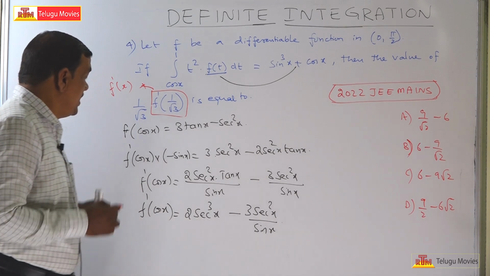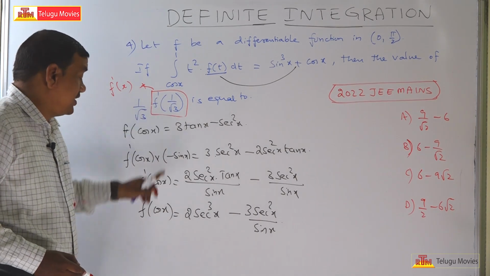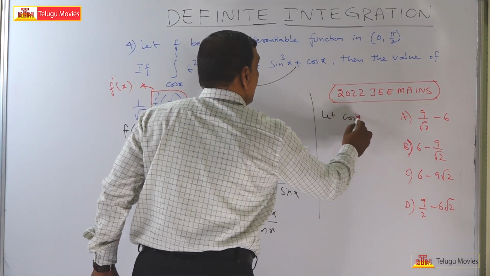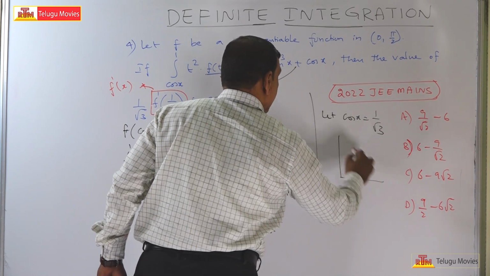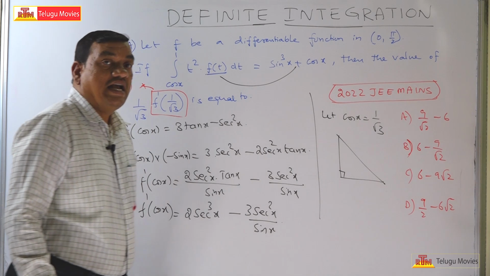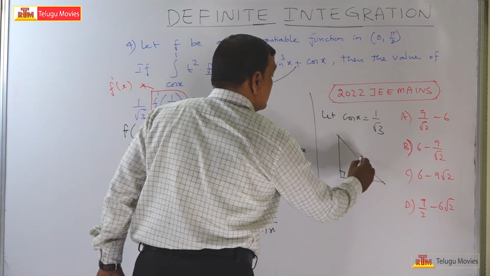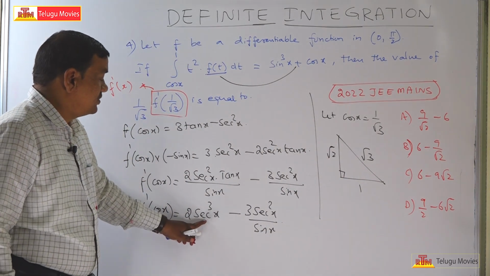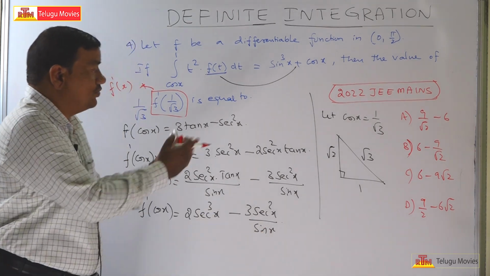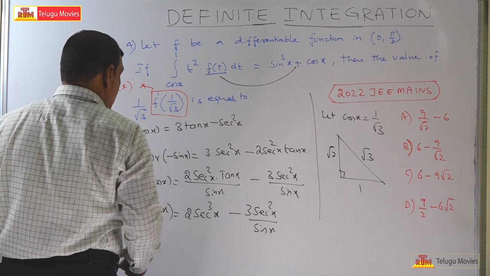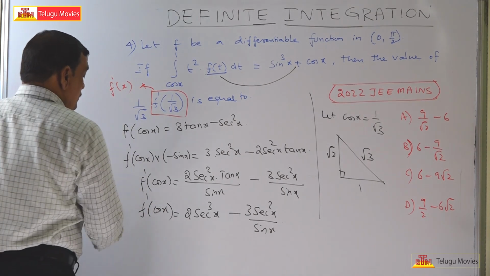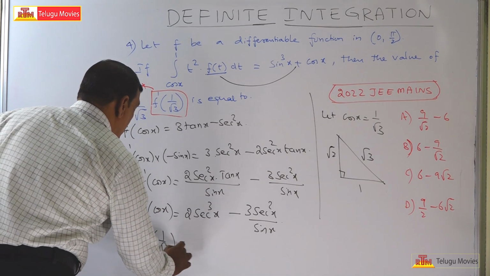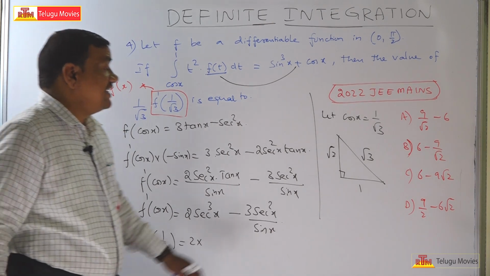Now, let us take cos x is equal to 1 by root 3. Cos x is adjacent side by hypotenuse, so the opposite side will definitely be root 2. Substitute all these values, the secant x value and the sin x value, and you will get the answer. First we will find this out. F dash of 1 by root 3 is equal to 2 into the secant x value, which is how much?